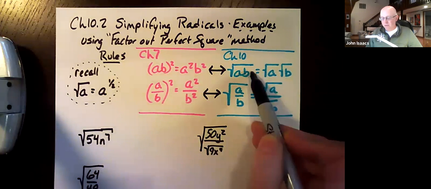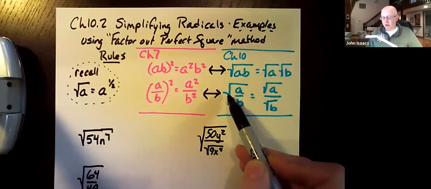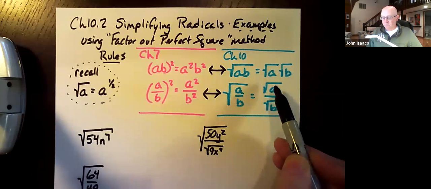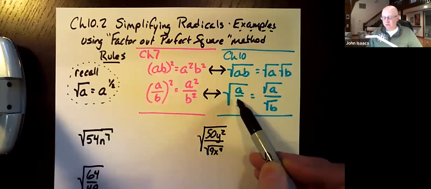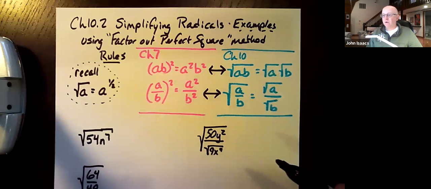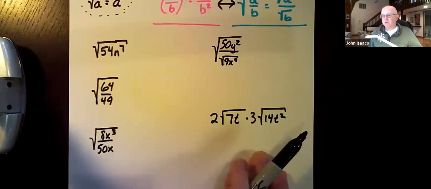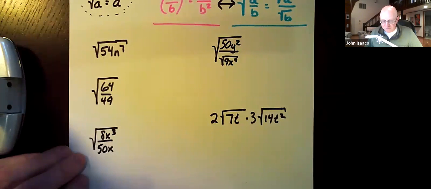So radical AB can be equal to radical A times radical B, and radical of A divided by B can be equal to radical A divided by radical B. And sometimes it's going to make sense to go from right to left, or from left to right, depending on what you're doing. So here's some examples. You can try them first if you'd like. Pause the video.